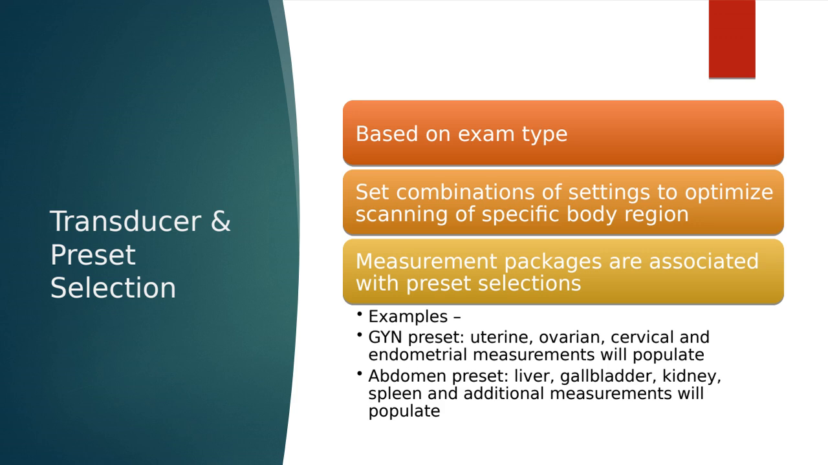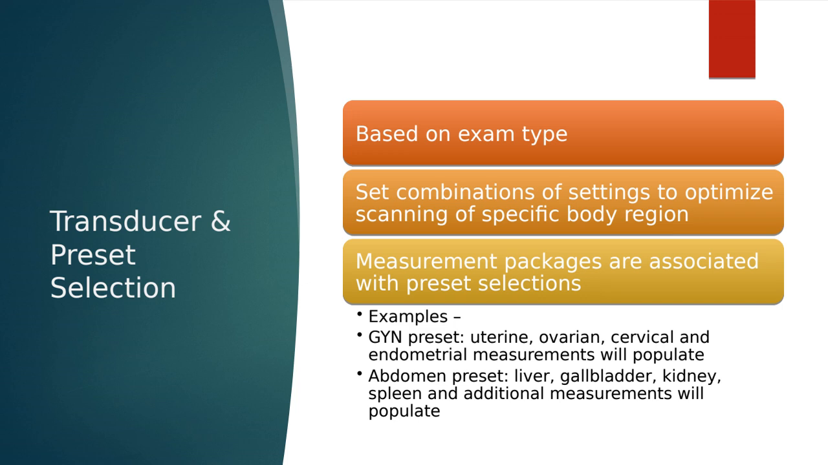With our preset selections, we also get specific measurement packages that come with the specific preset. So for an example, we have a gynecology exam that we can do. We use a curved transducer. We use a gynecology preset. And then when we select that gynecology preset, it's going to populate specific measurements that they know we have to take during that exam. So it's going to give us specific length measurements, height, width measurements, volume measurements. Those are all going to pop up when we go to measure something during that exam. So it saves us a little bit of time.